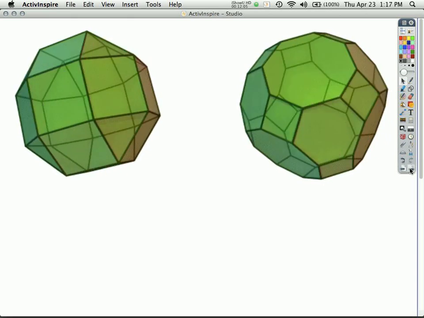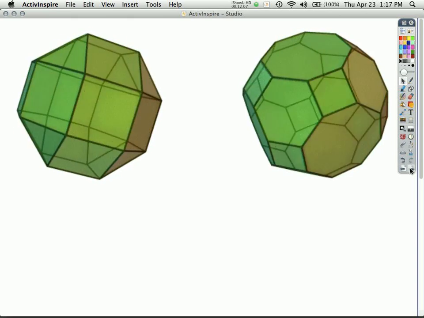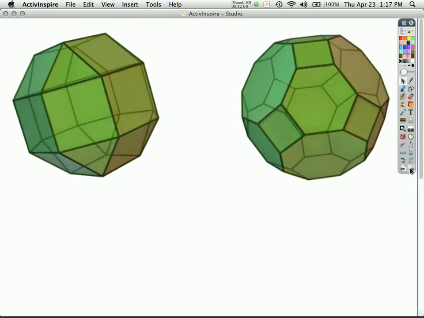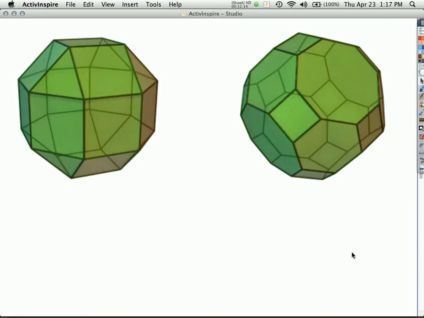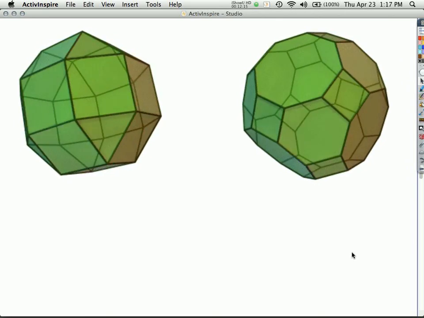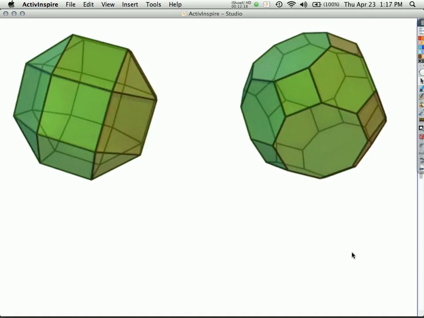And so this on the right started out as something different. But when you truncate, when you slice each corner, it completely changes the way it looks.